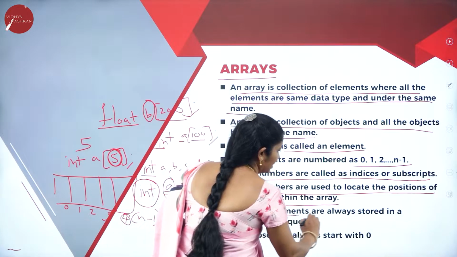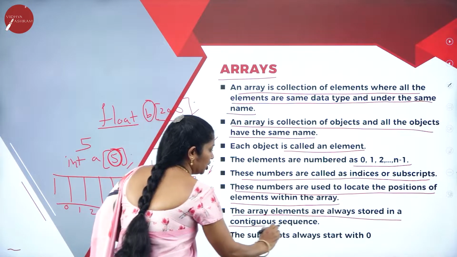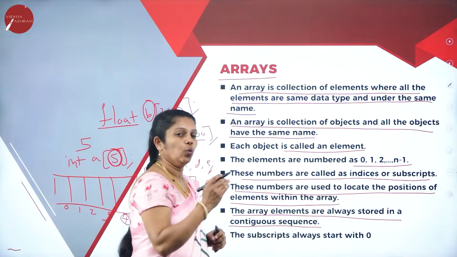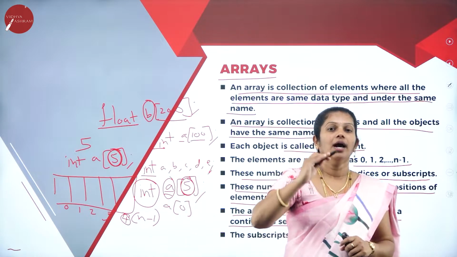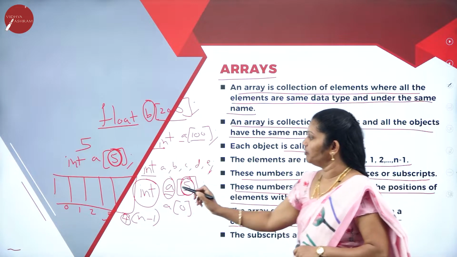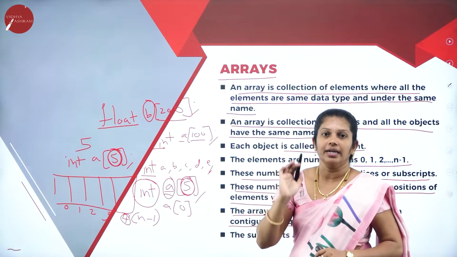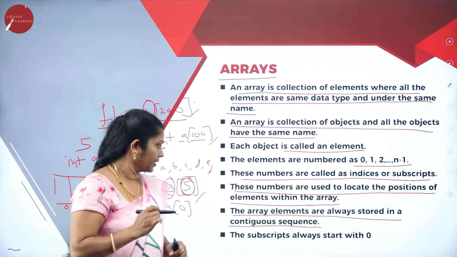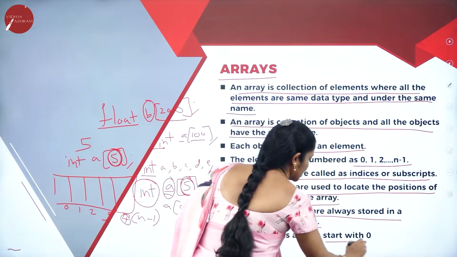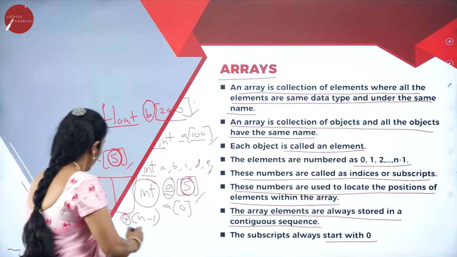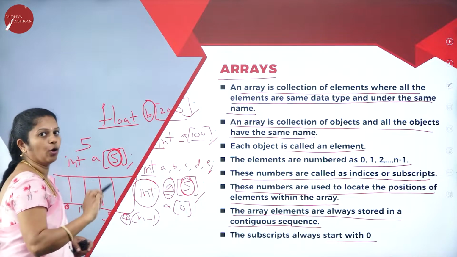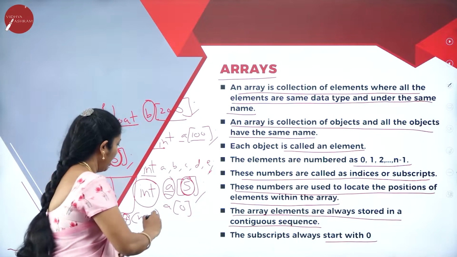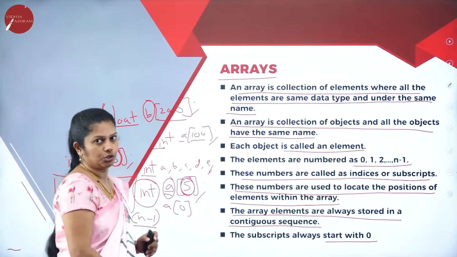The array elements are always stored in a contiguous sequential memory location. It means that array elements will always be stored in continuous memory location. In between, it does not have any space. Compulsory continuous memory location only. All the elements will be stored here. And the subscript always starts with 0. If you observe in this example, the position always starts from 0 and ends with n minus 1 position.